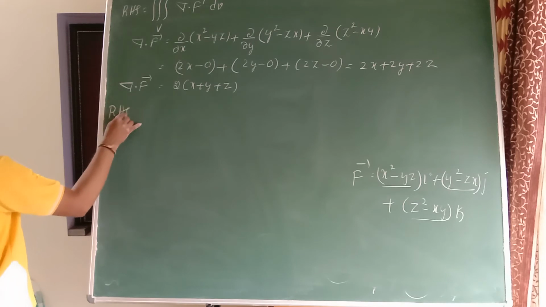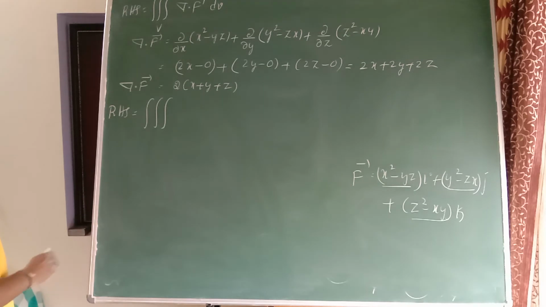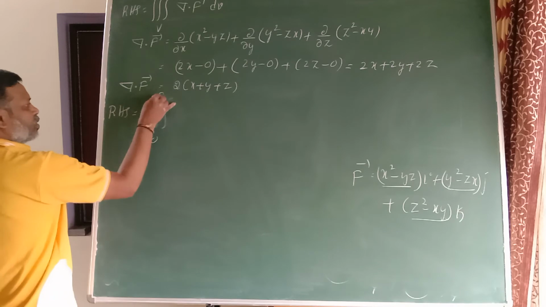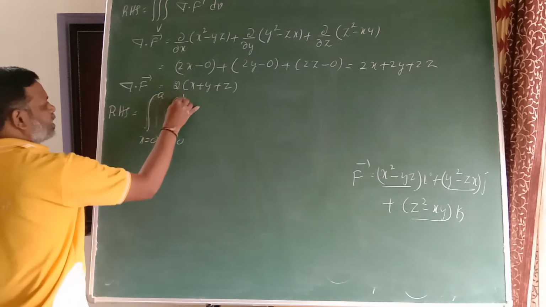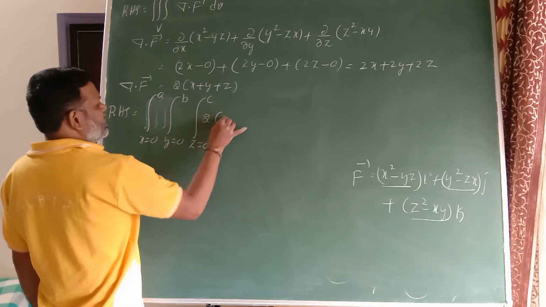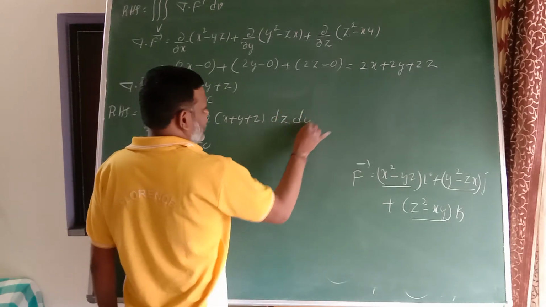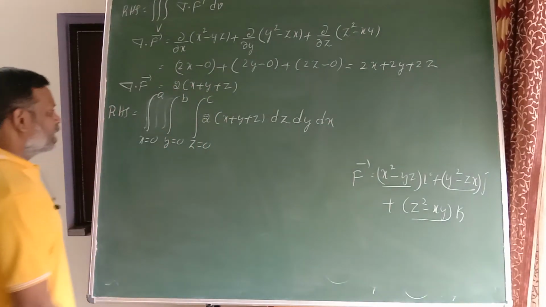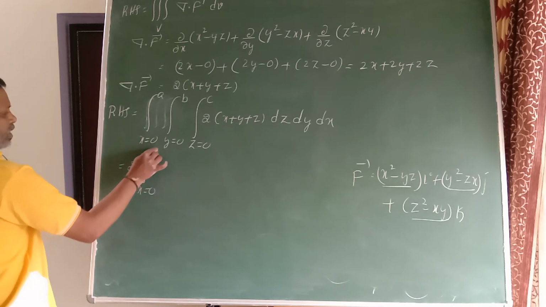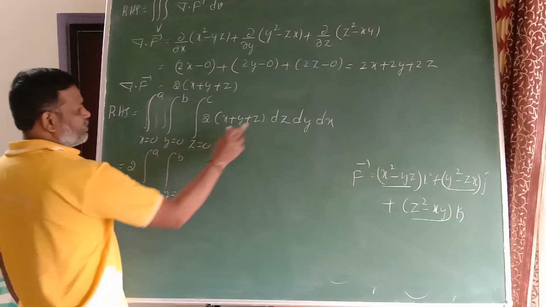So the RHS becomes the volume integral. Along with the three coordinates we can write: x is from 0 to a, y is from 0 to b, z is from 0 to c, of 2 times (x plus y plus z) dz dy dx. Now let us find it one by one. Take 2 as a constant outside. x from 0 to a, y from 0 to b. Now integrate with respect to z first.